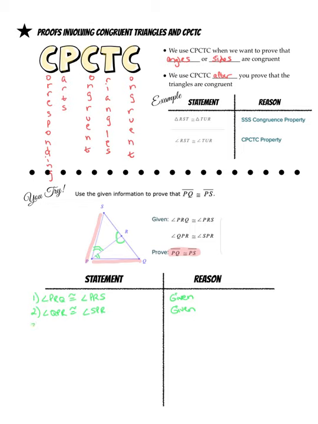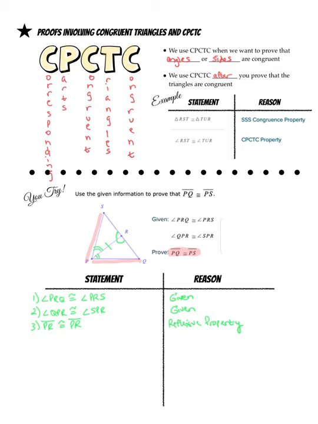Reflexive property. PR is congruent to PR because of the reflexive property, because a side is congruent to itself. The triangles share that side, therefore the side is congruent. Do I have 3 pieces of the triangle that are congruent? I do. I have an angle, a side between them, and then an angle.